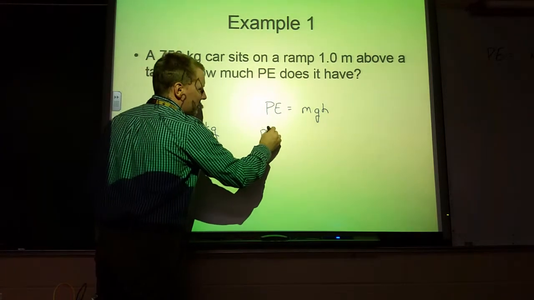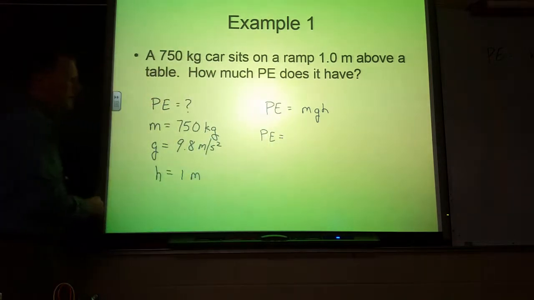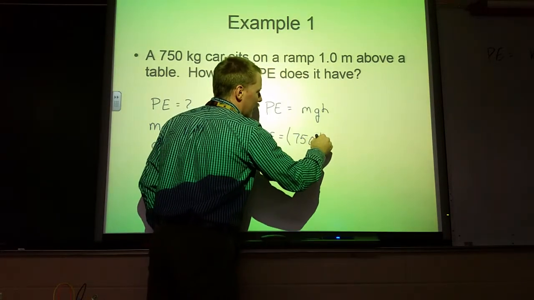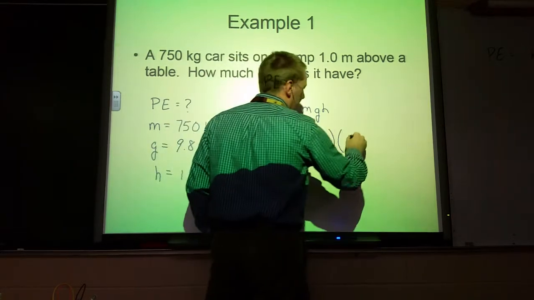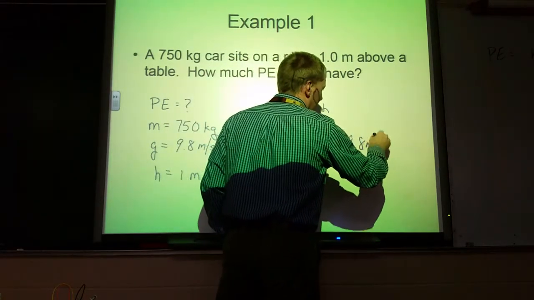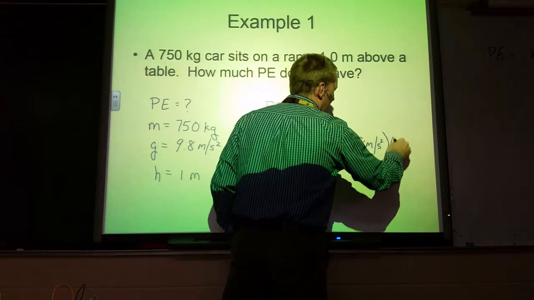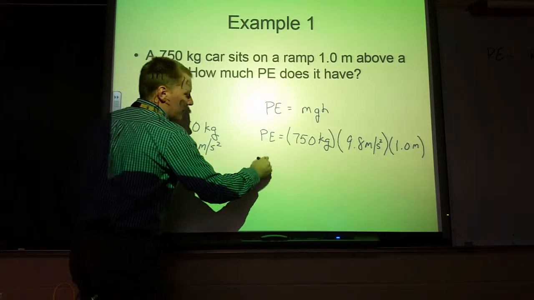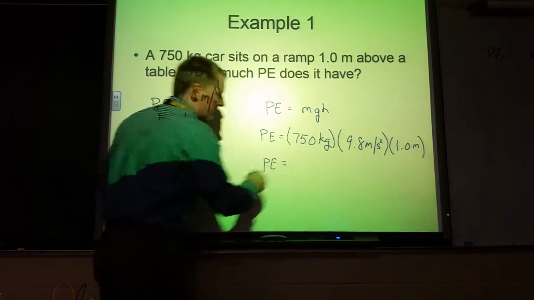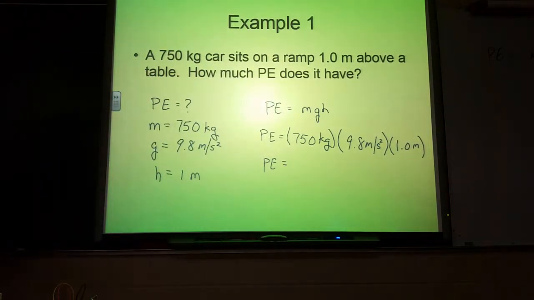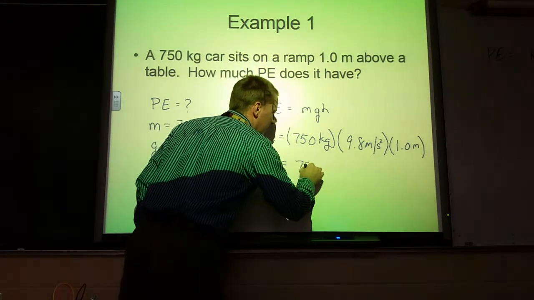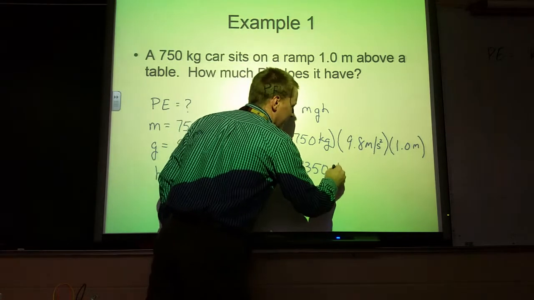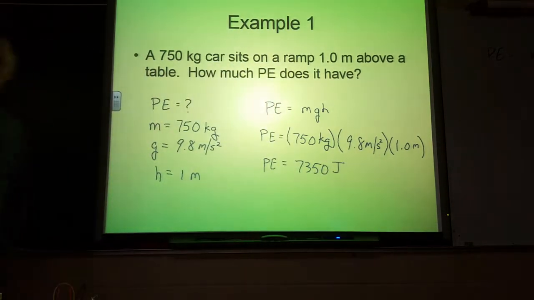And to find potential energy, all we have to do is multiply them. Yes? 7,350? Joules, you got it. Easy peasy.